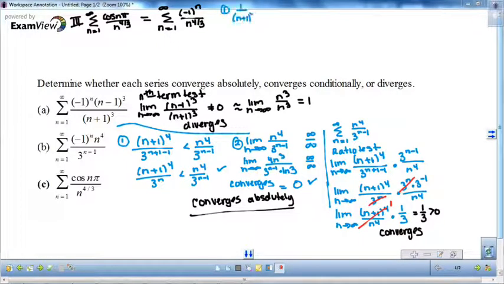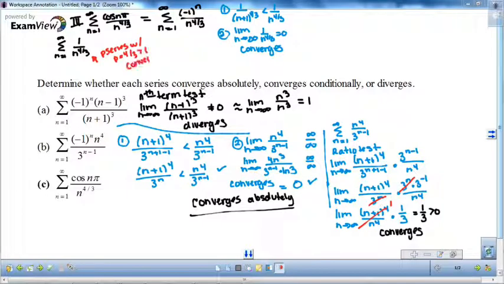By the alternating series test, I need to make sure that the n plus 1 term is smaller than the n term, which it is, and the limit as n goes to infinity equals 0. So this converges. The absolute value also converges because it's a p-series with p equal to 4/3. So this also converges absolutely.